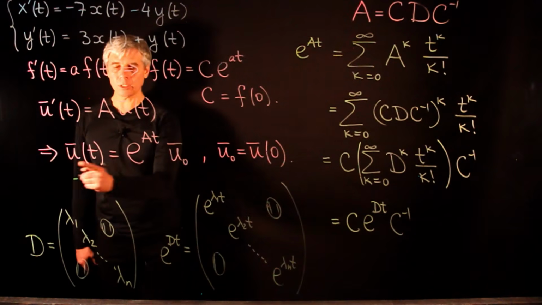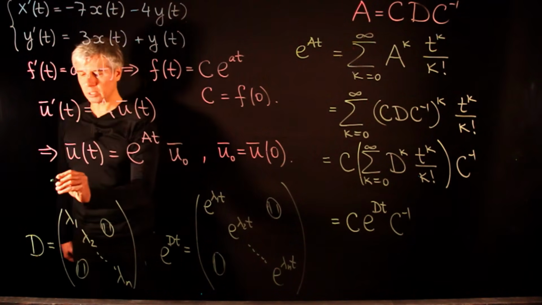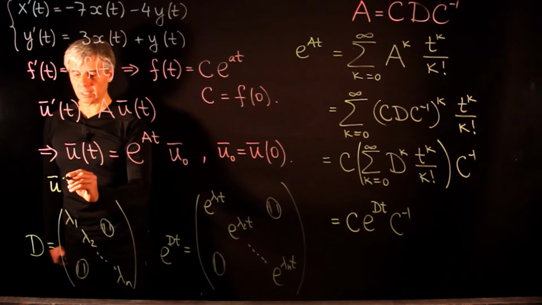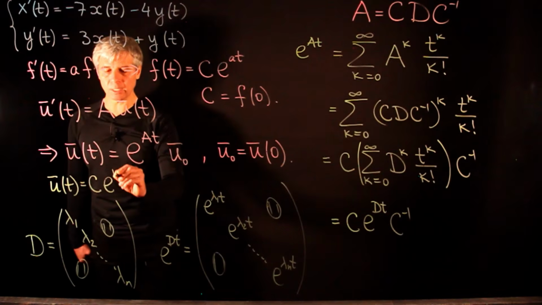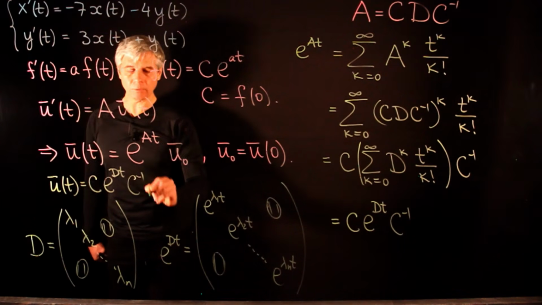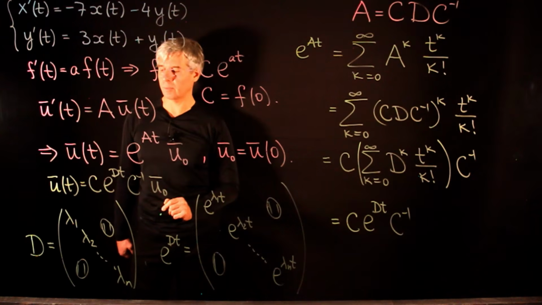And then this formula for the solution of the system of linear differential equations can be also written as u of t is equal to C times e to the Dt times C inverse times the vector of initial values u0.